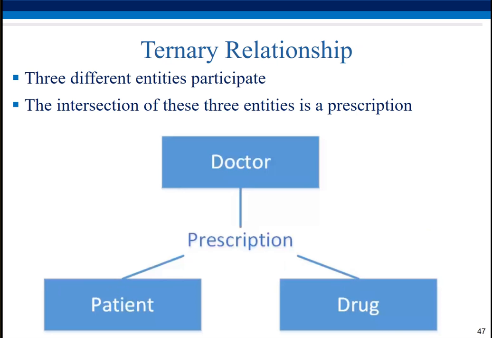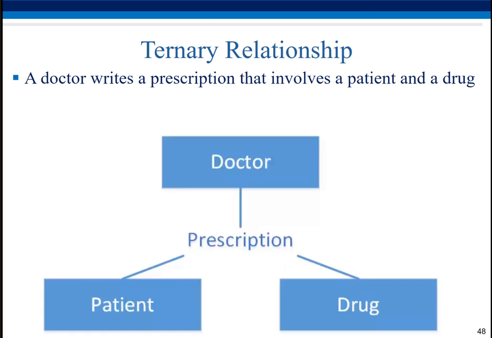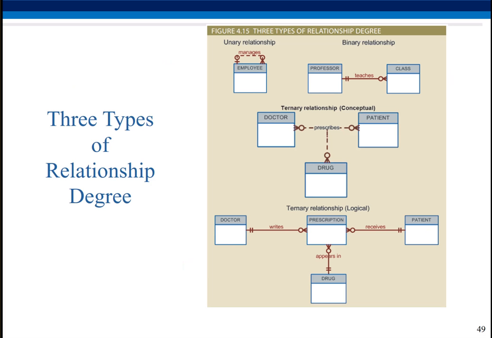And then we have a ternary: a doctor, prescription, and a patient. The prescription is the go-between. A doctor writes a prescription. The prescription has a physical patient and it has a drug. So again, a doctor writes a prescription, involving a patient and a drug. So you can see how this can be written in here. So we have a doctor, a patient, and a drug, and he prescribes it.